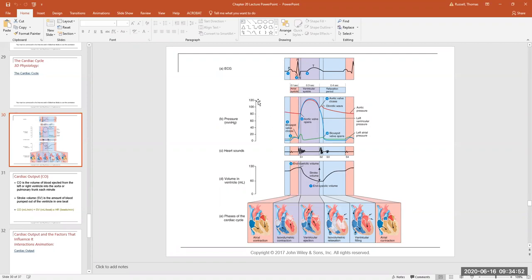So notice the pressure values up here, 120 millimeters of mercury of pressure. This would be the highest pressure that's generated while the ventricles are contracting. We call that the systolic pressure. And we know this is the systolic pressure because it's happening within this purple area. The purple area is ventricular contraction or systole. So notice at the very top, the pressures get up to 120.